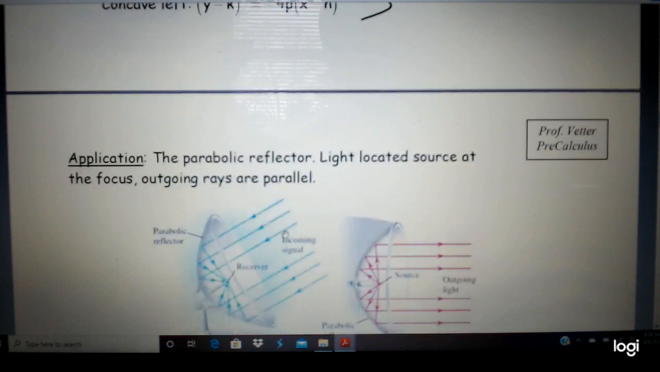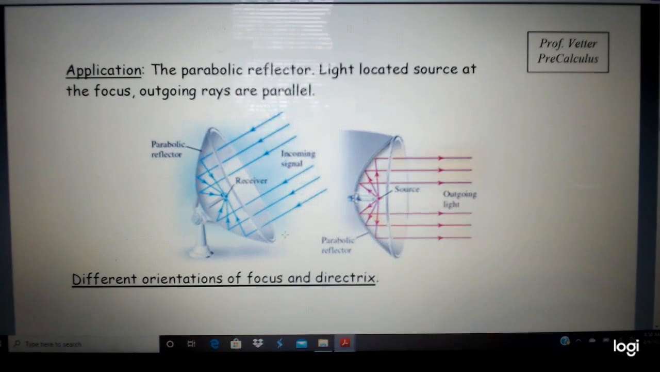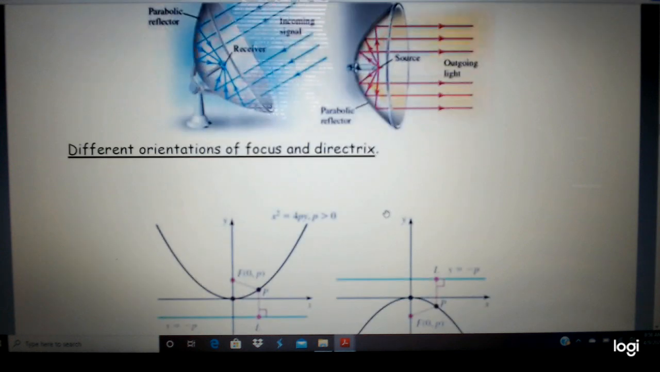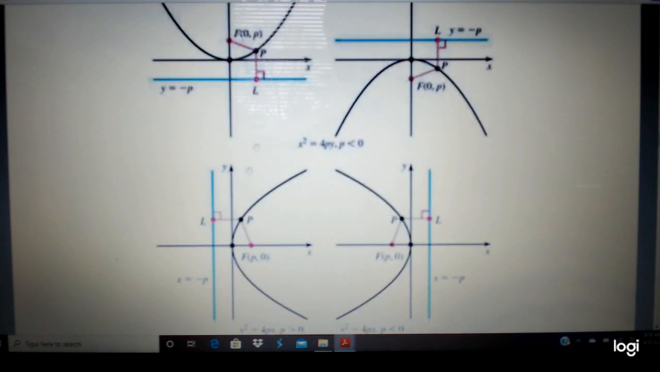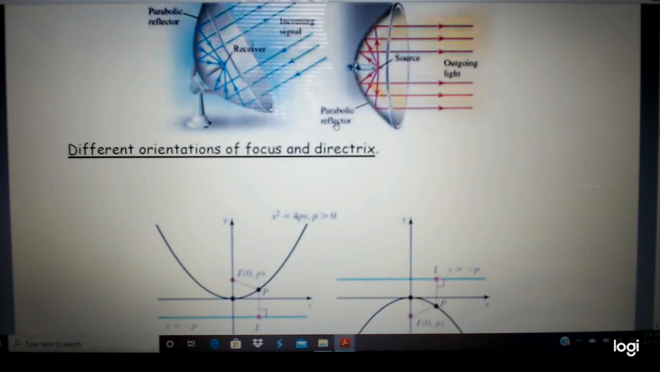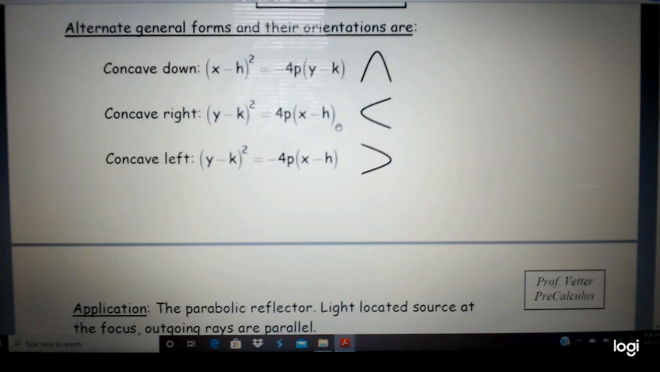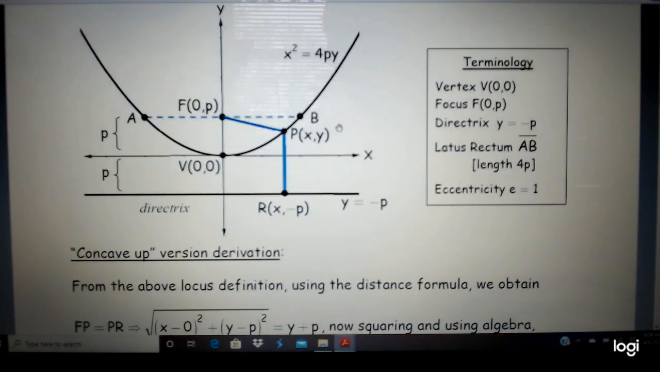And just to run through this quickly, a lot of applications in science have a parabolic reflector. You even have flashlights now where the bulb is located at the focus and the beam comes out parallel. So these are different types of orientations. And, going back, a few words you need to know: you got the focus, you got the vertex, you have the directrix.